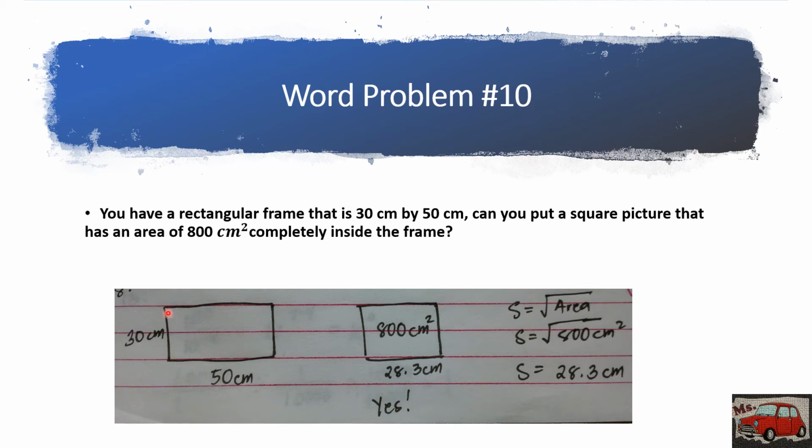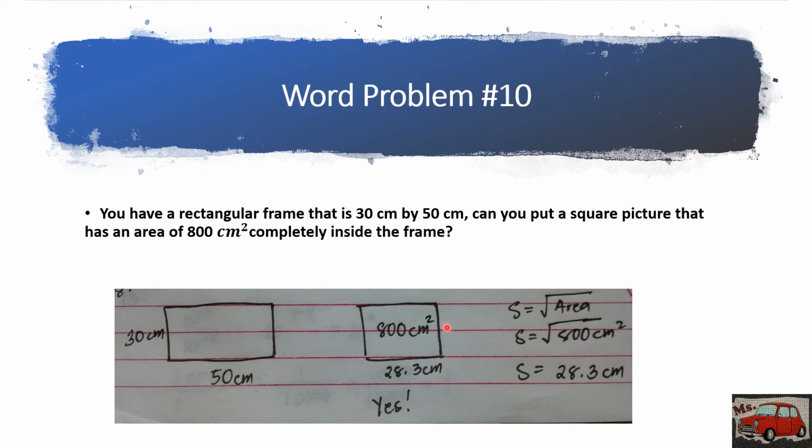Alright, so this is your rectangular frame, okay? So, ang sukat niya is 30 centimeter by 50 centimeter. Now, this is your square picture na merong area na 800 centimeter squared. Ngayon, para malaman mo kung magkakasya siya dito, kailangan mong alamin yung sukat ng side. So, dapat mas mababa siya kaysa dun sa sukat ng side ng rectangular frame, okay?